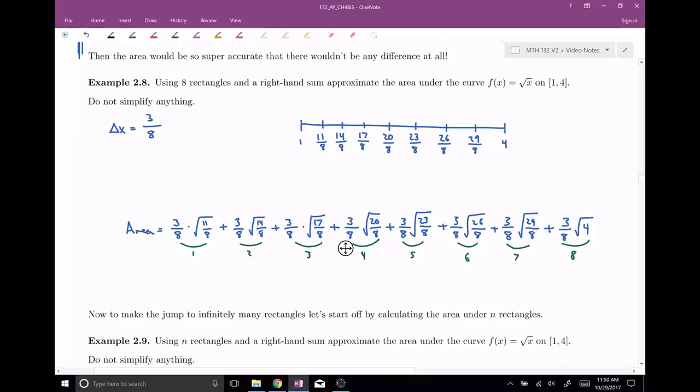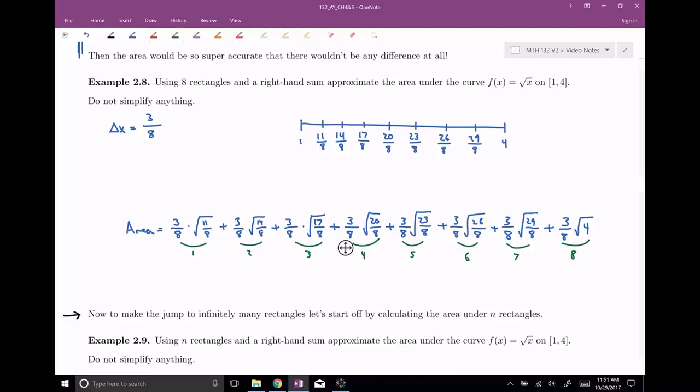Our next step here is to really make the jump to n rectangles. So that's my goal here, is to jump into n rectangles, and then we can do a limit as n goes to infinity. We're quite good at limits. So I'm going to do n rectangles, and I'm going to jump back and forth and look at the differences between these things.